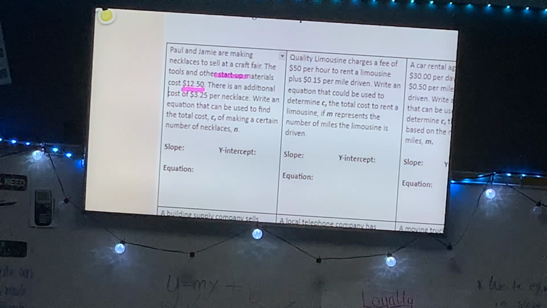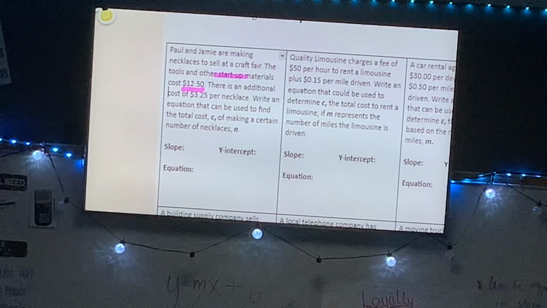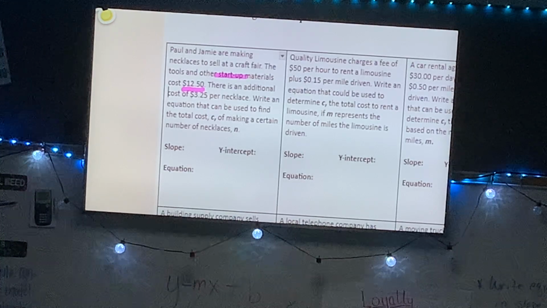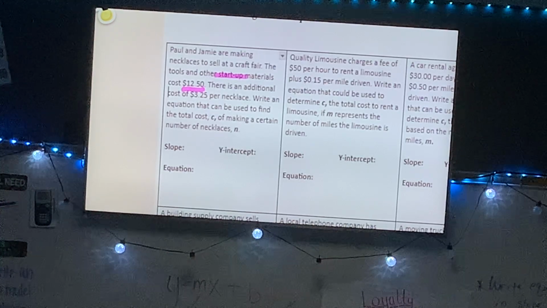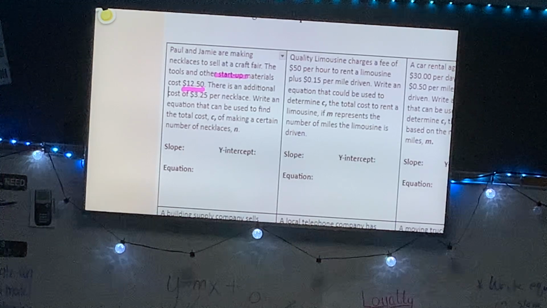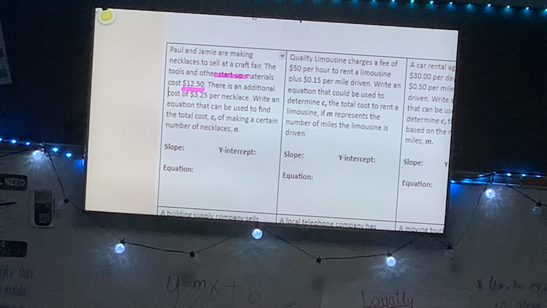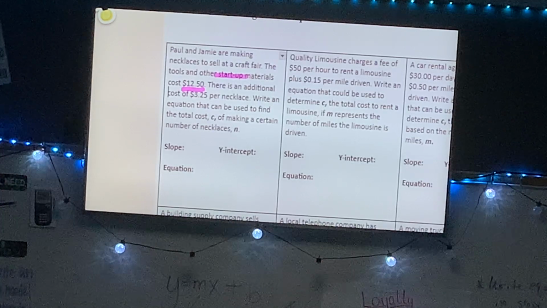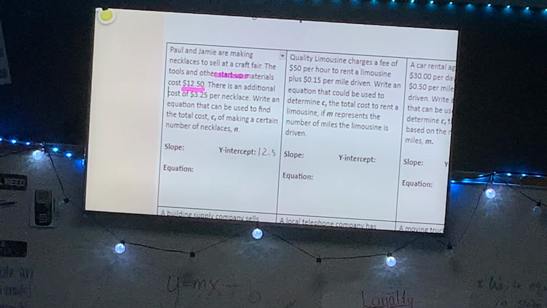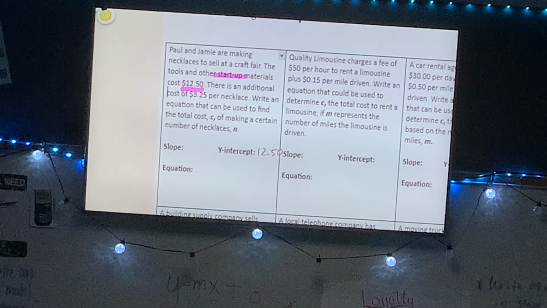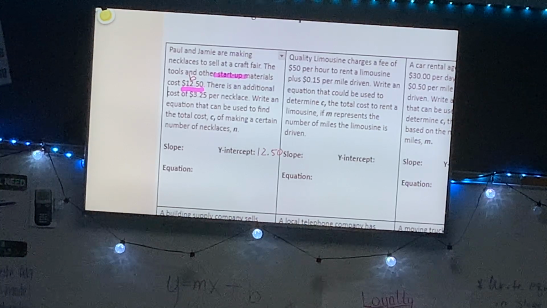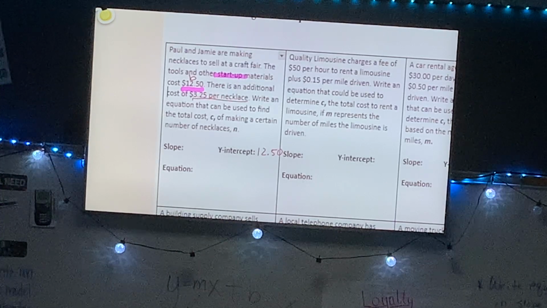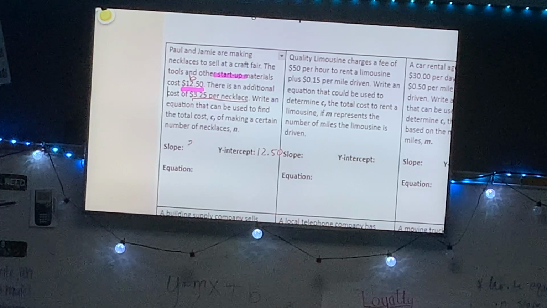Click on the pen. Austin, I had you already there. I don't know why you're out of it. So is that my starting amount? Is that my y-intercept? Or would that be my slope? Y-intercept. Your y-intercept. Perfect. So yes, that is my y-intercept. There is an additional cost for $3.25 per necklace. Guess what? That's my slope.